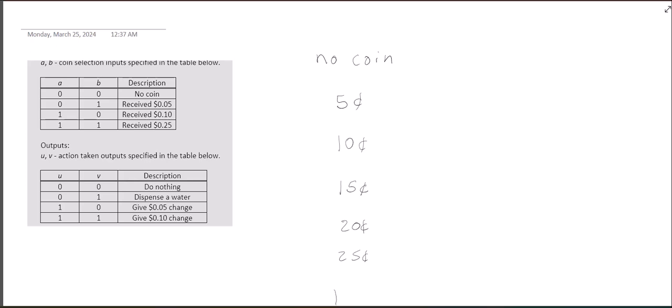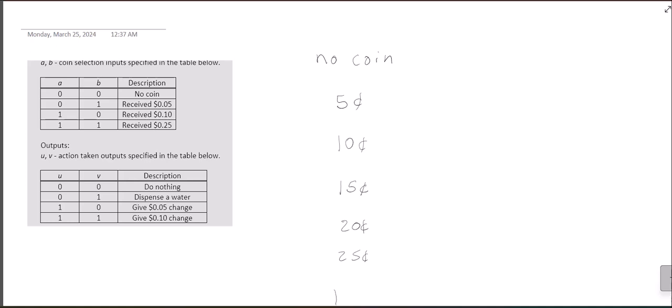You would have 5 cents, for instance, if you had just put a nickel in. And you could have 10 cents if you had put in a nickel and then another nickel, or a dime. And you could have 15 by doing a dime and a nickel or 3 nickels and so on. So you wouldn't have 20 by having 4 nickels, because if you had 4 nickels, then on the way you would have had 15 cents and you would have gotten the water, and so that would be over. The only way you would have 20 cents is if you put in 2 dimes. And then the only way you're going to have 25 cents is if you put in a quarter, because if you reach 15, it'll dispense the water and give change.